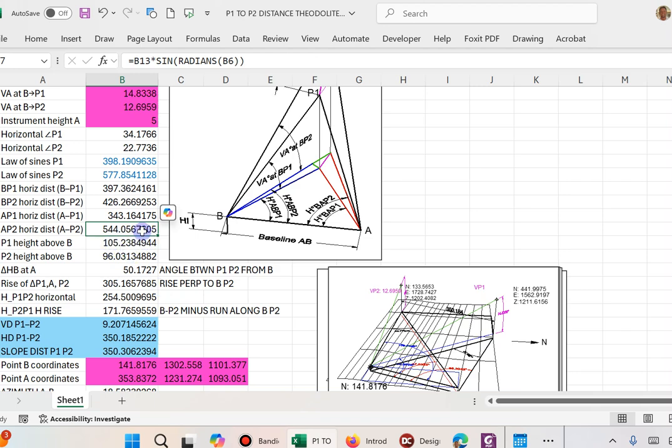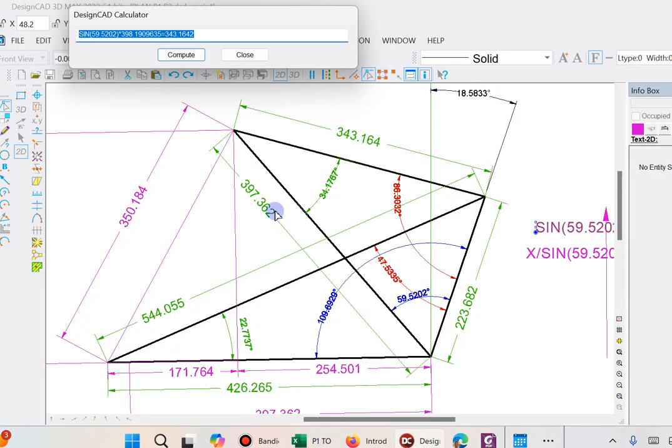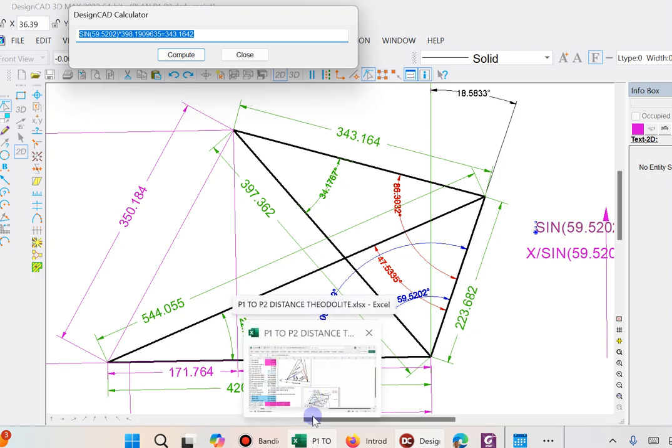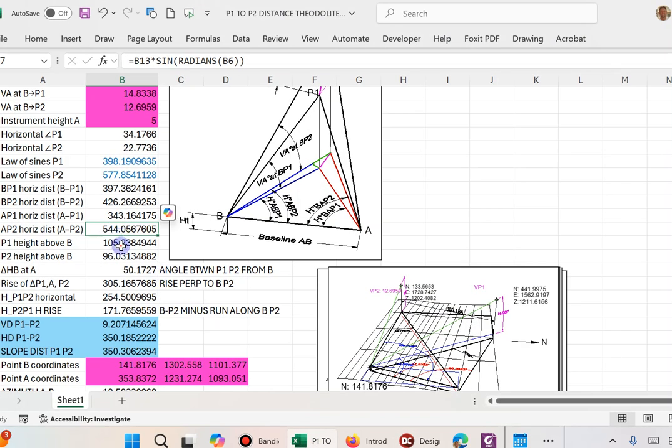You'll start to get little errors because these distances are all rounded, and all the angles are to 4 decimal places. If you went out further, you'd get more accuracy, but 4 decimal places is a good baseline. I don't know what the difference is in seconds, but it's pretty darn close. Maybe it's a couple of seconds. Let's go back to here.